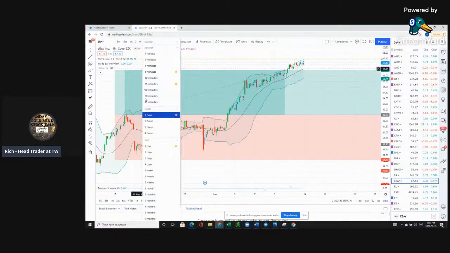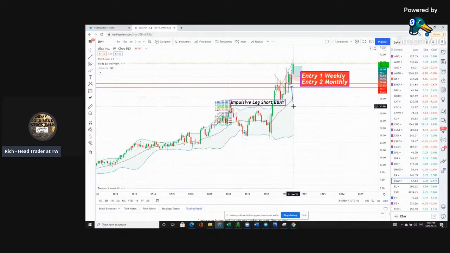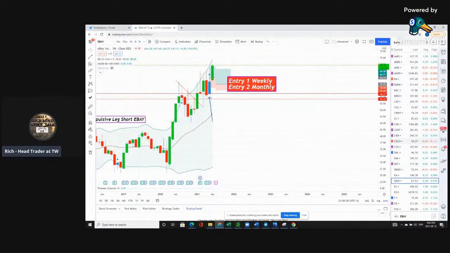So I want to talk about one of the swing trades in eBay and how you need to position size.